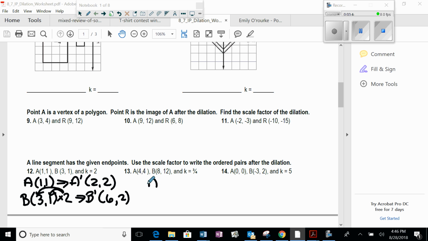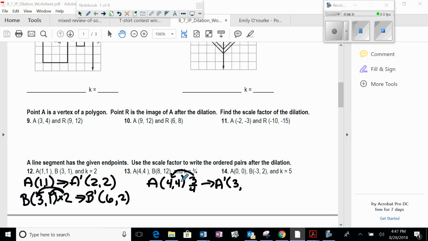If we take A, I'm going to have 4, 4. I'm going to multiply that by 3 fourths. Now, there's 2 ways you can think about this. You can just plug it into your calculator as 4 times 3 fourths, or you can do the multiplication and division separately. So this means I'm going to multiply by 3, then I'm going to divide by 4. The numerator means multiply, so multiply by 3, and then divide by 4. So 4 times 3 is 12, and 12 divided by 4 is 3.